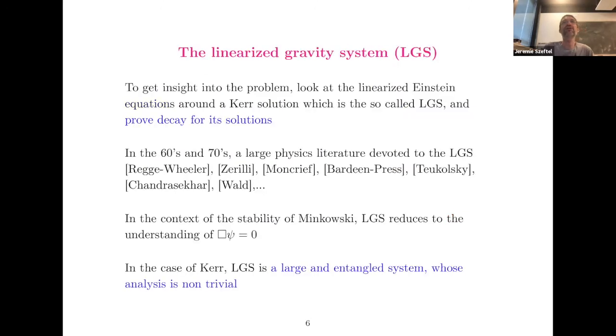Now, to get more insight into the problem, let me discuss what is called the linearized relativity system, which is nothing but the linearized system around Kerr.